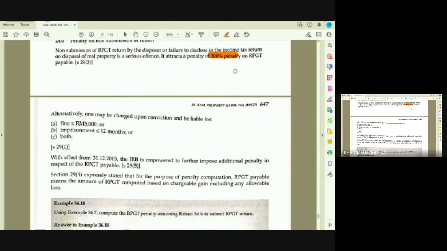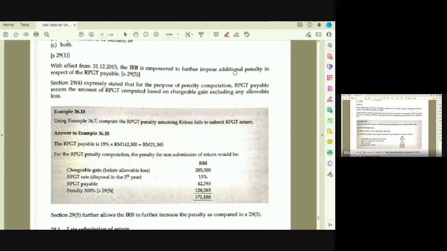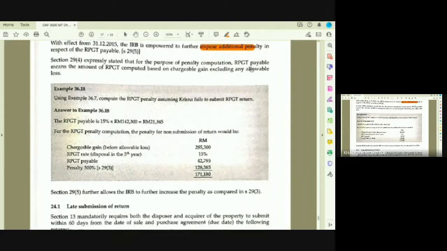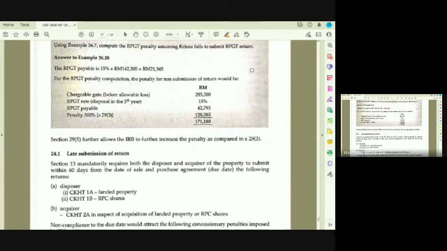Assuming that you have to pay RPGT of 30,000, you times it by 300%, so that would be the penalty. Or you can be fined, imprisoned, or both. And then the IRB is empowered to impose further penalty if they think it fit. For example, the chargeable gain is computed, the RPGT payable, and then the 300% penalty is computed. So instead of paying only 42,000, because you did not submit, you have to pay 300%. The total RPGT that you have to pay to government is 171,000.